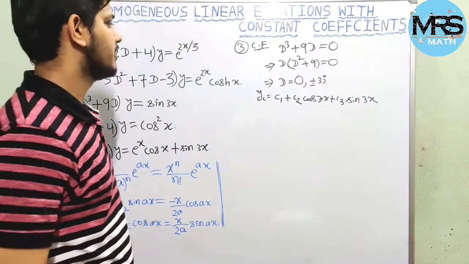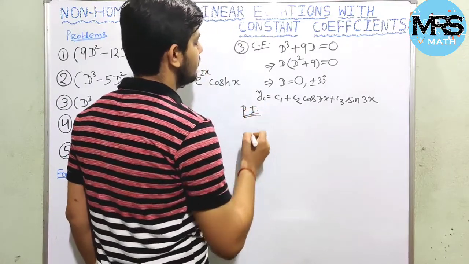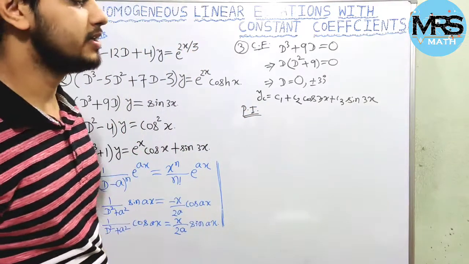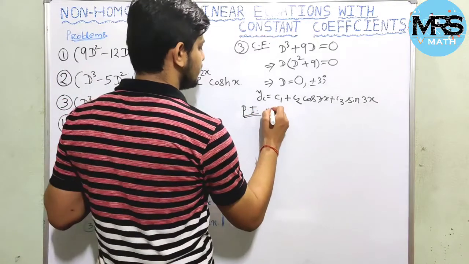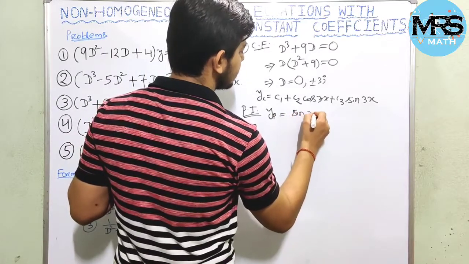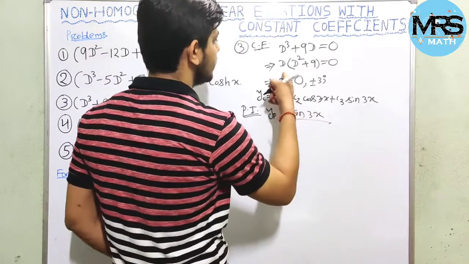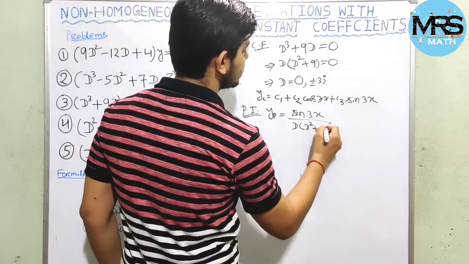So this is our complementary function, where there is no problem, but a problem may arise in the particular integral. Okay, so what is there? The question is: yp will be equal to sin 3x divided by D into D square plus 9.